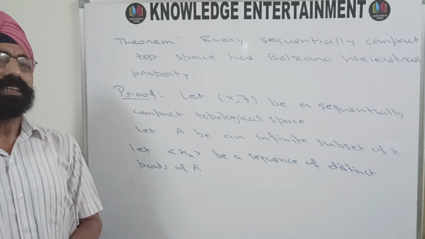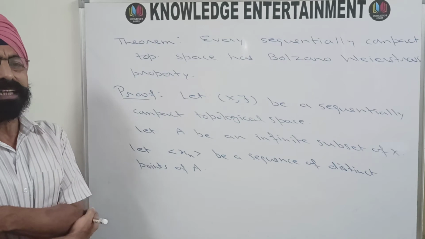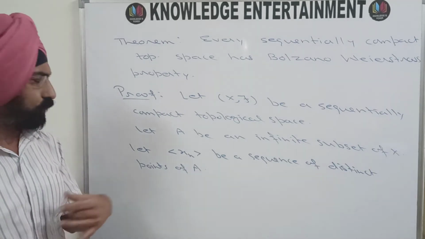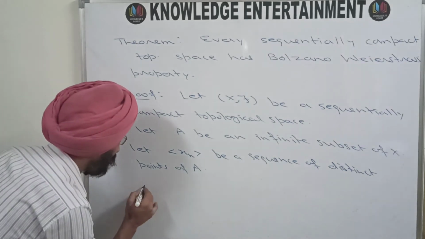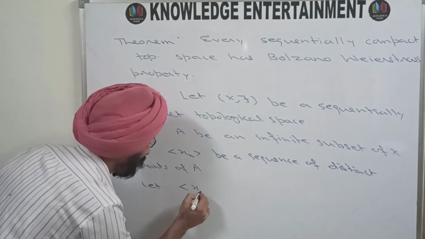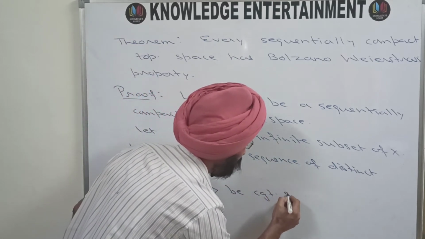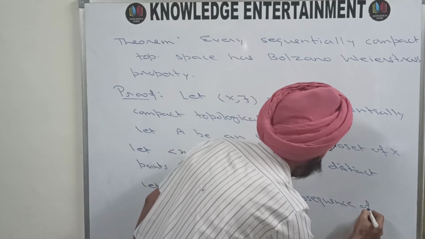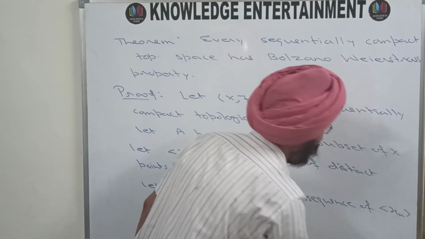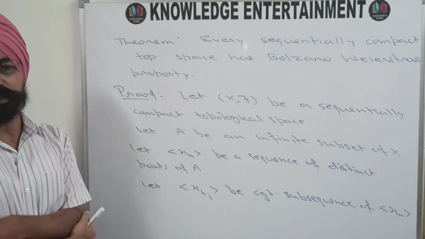But X is sequentially compact, and in a sequentially compact topological space, every sequence has a convergent subsequence. So Xn must also have a convergent subsequence. So let Xni be a convergent subsequence of this sequence Xn. Now Xni is a convergent subsequence.